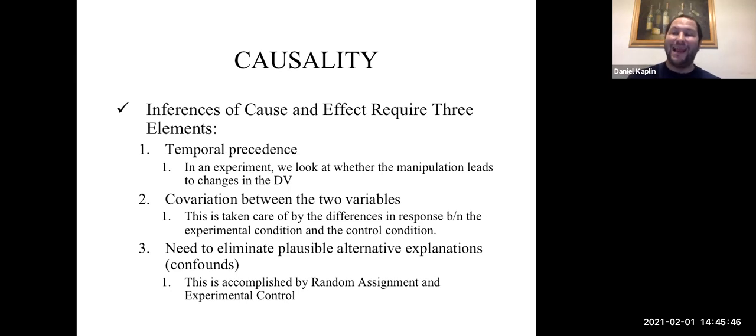However, that's not enough. Temporal precedence and covariation of the cause is not enough to say we have a cause and effect relationship. We need more. All true experiments require randomization. You have to randomly assign people into groups, and you have to engage in experimental control. The purpose of that is to eliminate alternative explanations or to eliminate confounds, as we talked about in our first lecture.